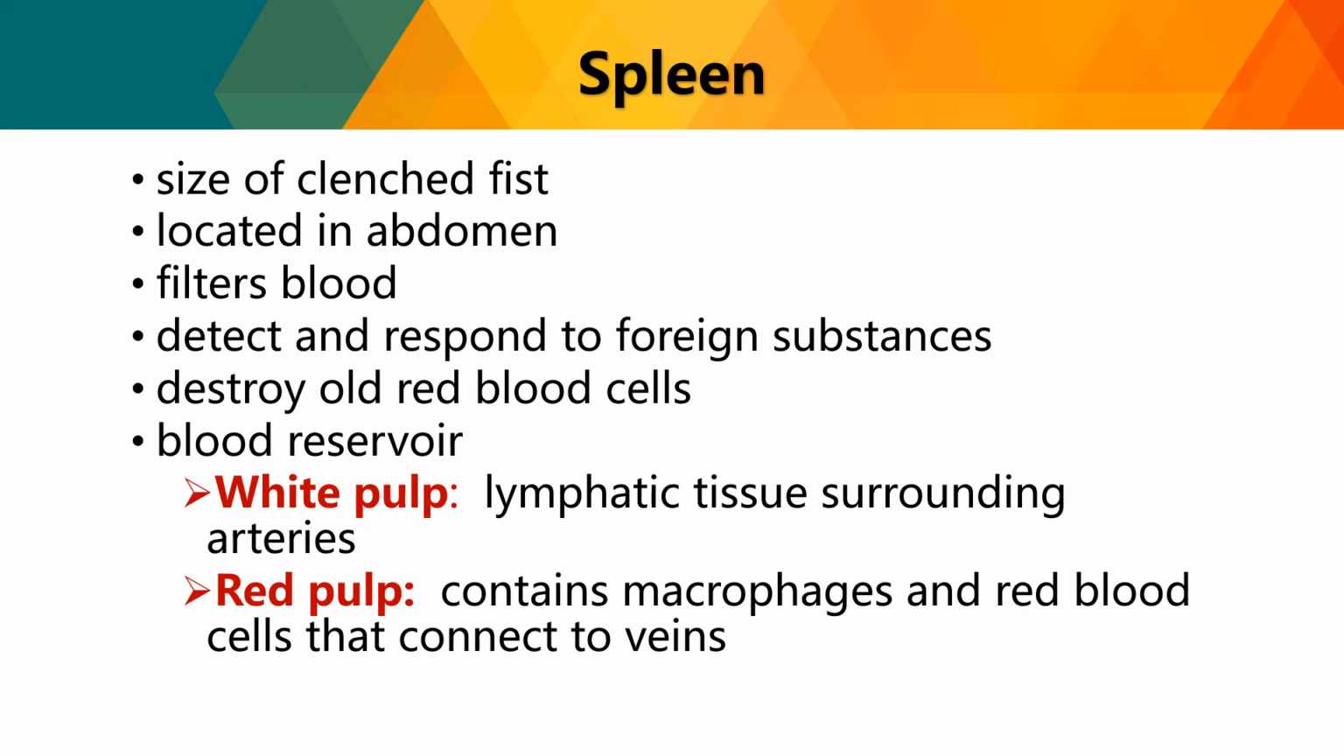Trabeculae from the capsule divide the spleen into small interconnected compartments containing two specialized types of lymphatic tissue. First is the white pulp, which is a lymphatic tissue surrounding the arteries, and the red pulp that contains macrophages and red blood cells that connect to the veins.